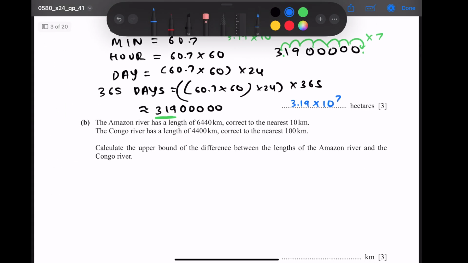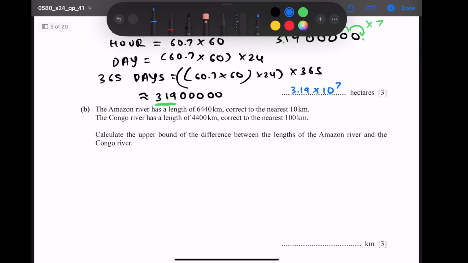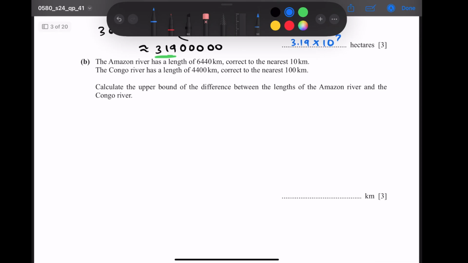Now B says that the Amazon River has a length of 6,440 kilometers, correct to the nearest 10 kilometers, and the Congo River has a length of 4,400 kilometers, correct to the nearest 100 kilometers. Calculate the upper bound of the difference between the lengths of the Amazon River and the Congo River. So the difference would be equal to the Amazon minus the Congo, and we want a maximum difference as big as possible. This means that we have to make the Amazon value as big as possible while making the Congo value as small as possible. This ensures that the difference between the two is increased, since you're stretching the value of the Amazon while reducing the value of the Congo.